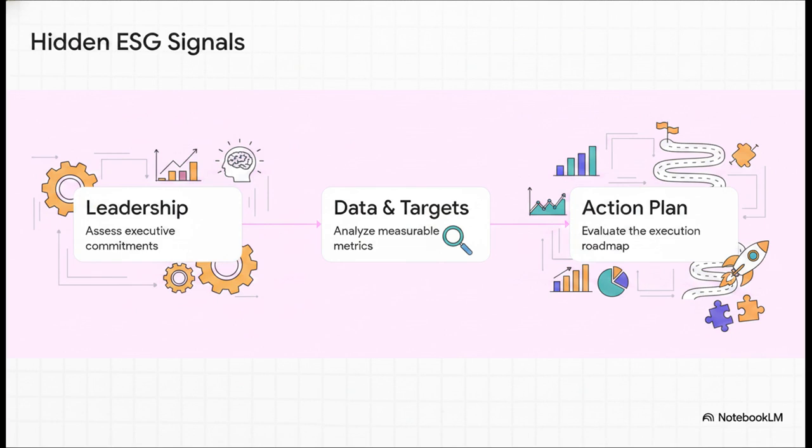The 3 steps are: first, assess leadership commitment. Second, analyze measurable data and targets. And third, evaluate the action plan roadmap. Let's break these down to see exactly how this template works in the real world.